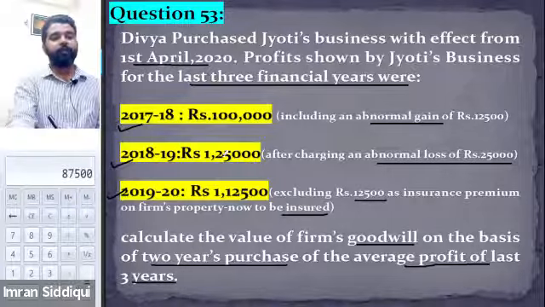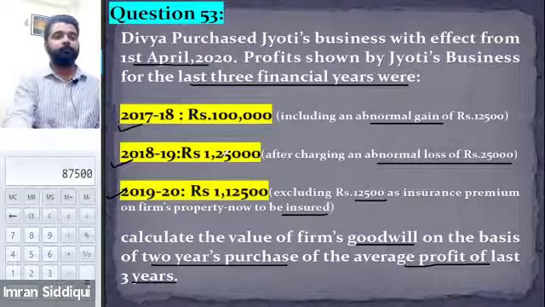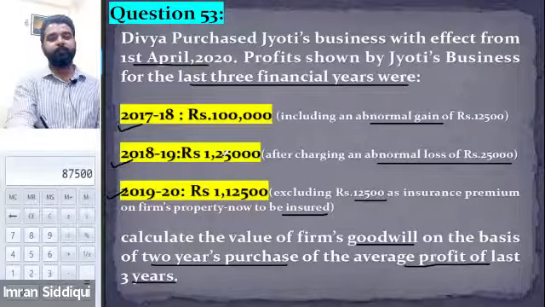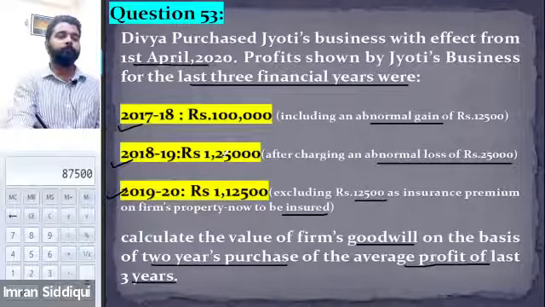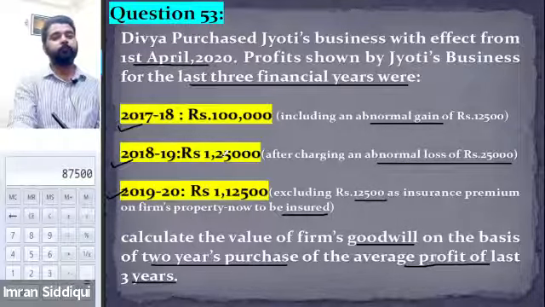So we will add 25,000. Abnormal loss will be added. So the total normal profit for this year will be 1,50,000. Am I right, everyone? Is this correct, all of you? Yes, sir.